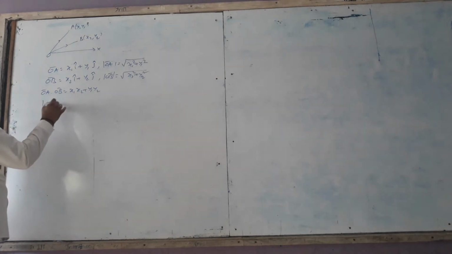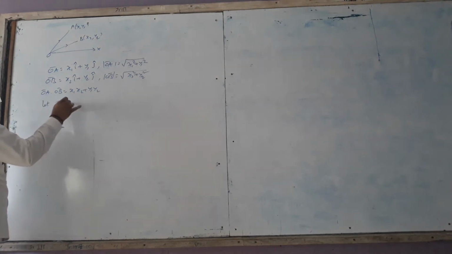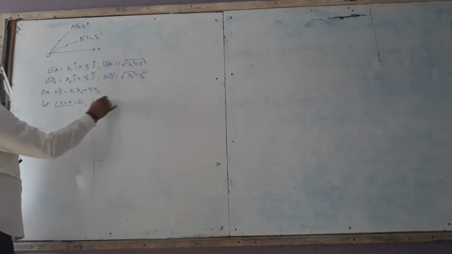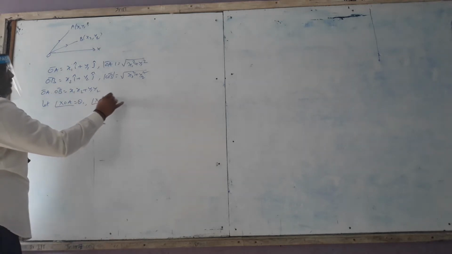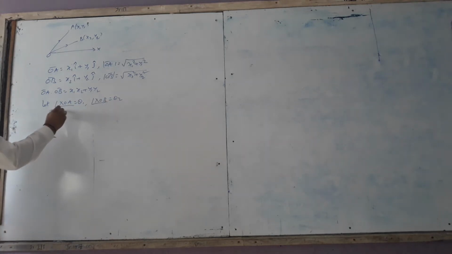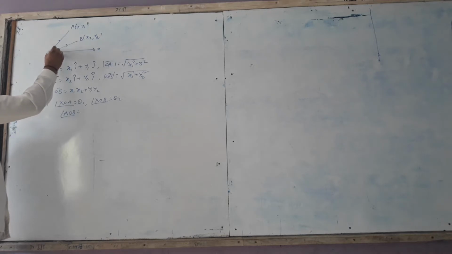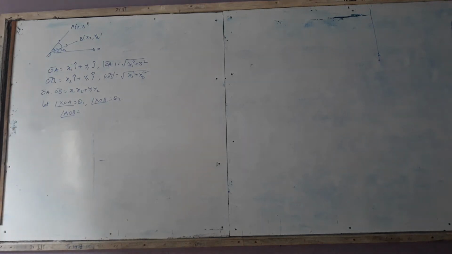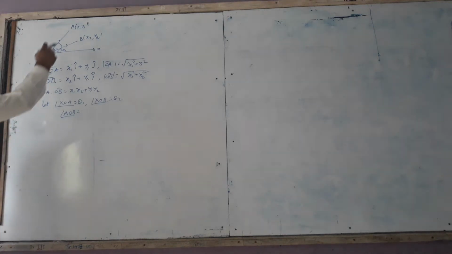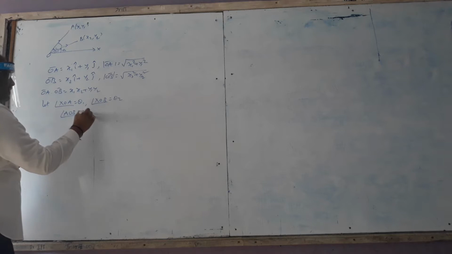Suppose angle XOA equals theta 1 and angle XOB equals theta 2. Then what is angle AOB? This is theta 1, this is theta 2. Then what is the angle AOB? Theta 1 minus theta 2.